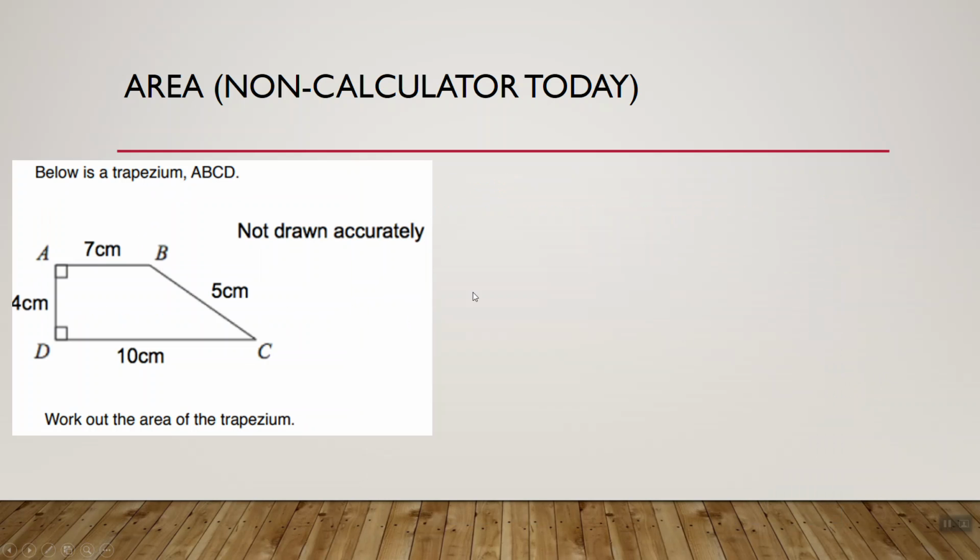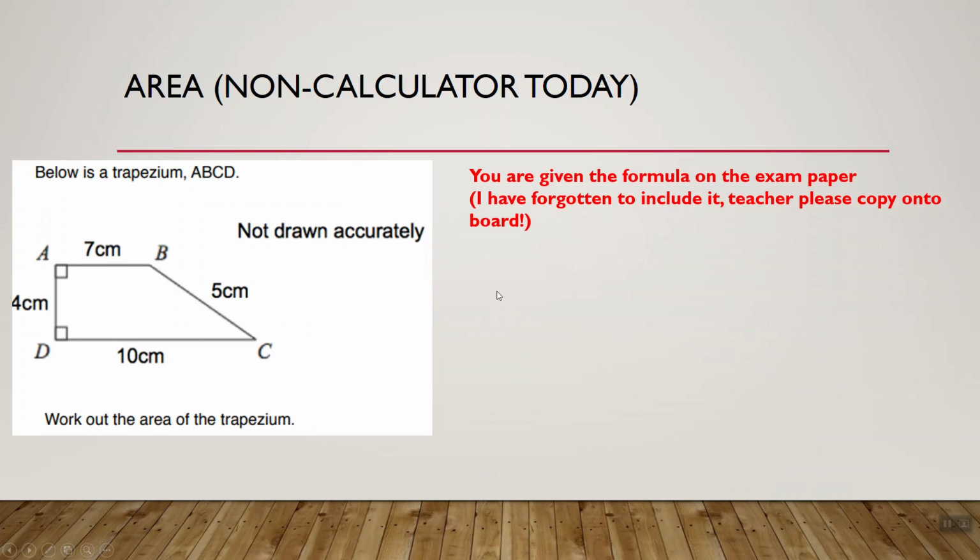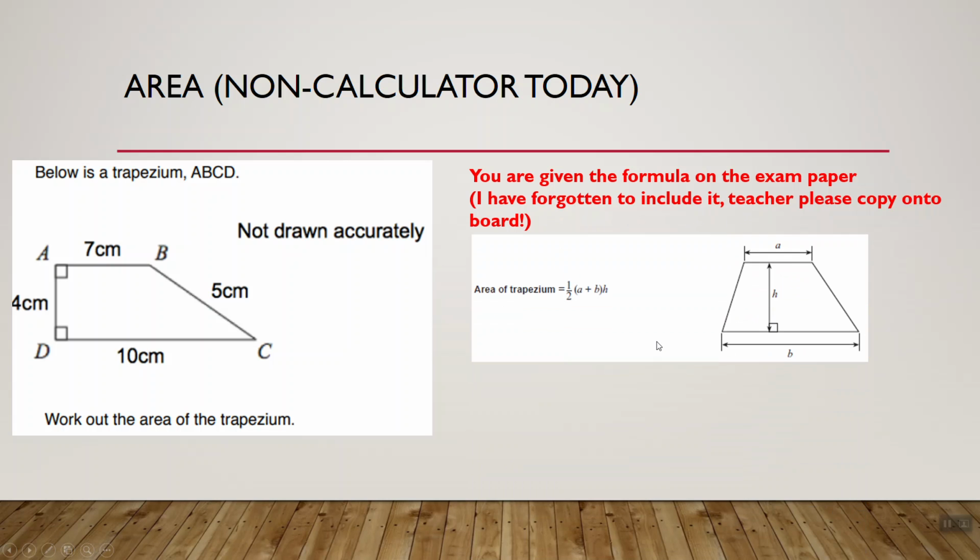You might be given a trapezium. Now, on the intermediate tier paper, it's one of the few formulas that you are provided. It's normally on the front, but I've forgotten to include it when I sent the papers for printing. So if the teacher could copy this onto the board so that the students can refer to it when they get to the question. So this is showing you the area of a trapezium is a half bracket a plus b h, where a and b are the parallel sides and h is the perpendicular height. It's the height which is not sloping, it's at right angles to the parallel sides.